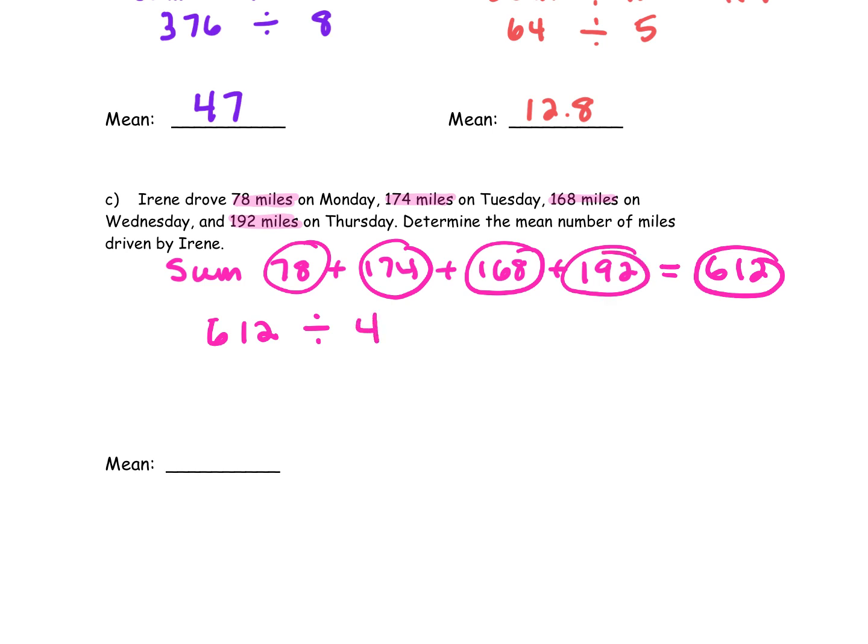So you may pause and take 612 divided by 4. And that is 153. So the average number of miles, or the mean, is 153 miles.